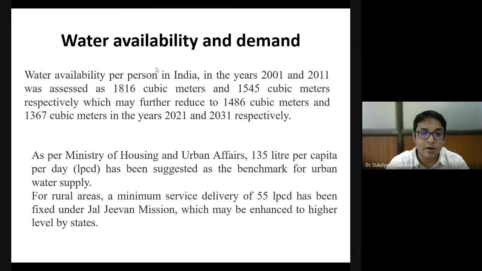Water availability and demand. Water availability per person in India in the years 2001 and 2011 were 1816 and 1545 cubic meters, which further came down to 1486 in 2021, and it is yet to come down to 1367 in 2031. As per the Ministry of Housing and Urban Affairs, 135 liters per capita per day, that is LPCD, has been suggested as the benchmark for urban water supply. For rural areas, it is 55 LPCD, which is fixed under Jal Jeevan Mission.